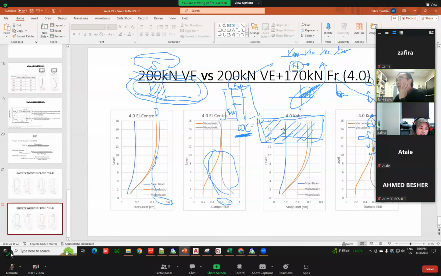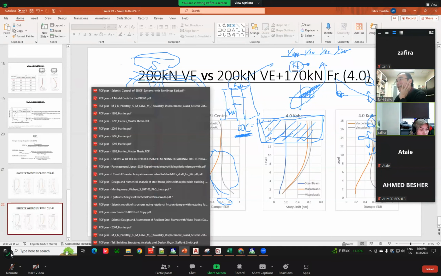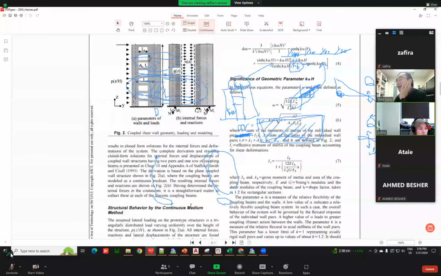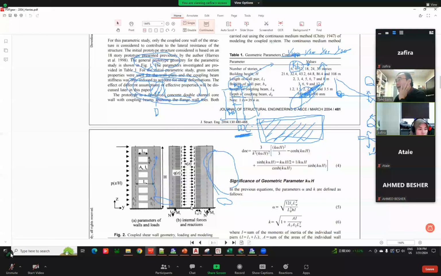Maybe I can relate to this, the one that I showed you just now. The 2000 one that I chose, this one. Maybe I can relate to it with this paper because the degree of coupling is here. They also have the stiffness of the wall and the beam, and we can apply equivalent stiffness for the coupling beam. After you put the damper, you can somehow modify it. Okay, I will check this.